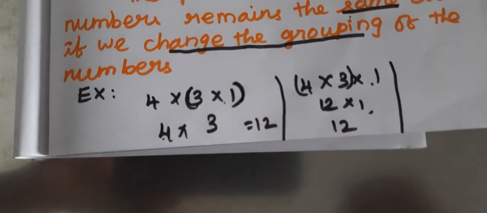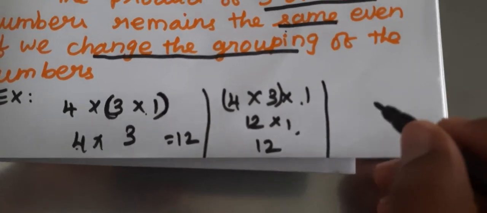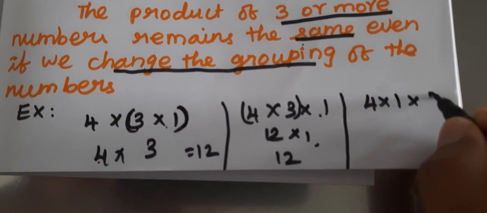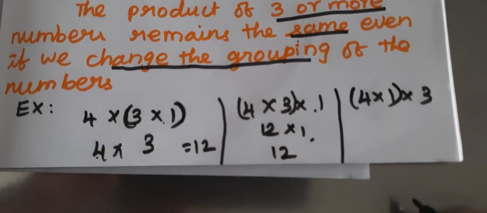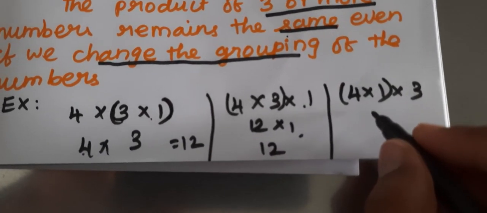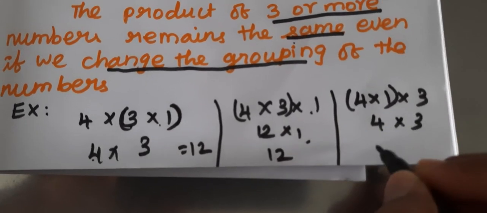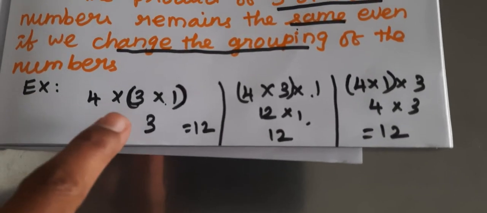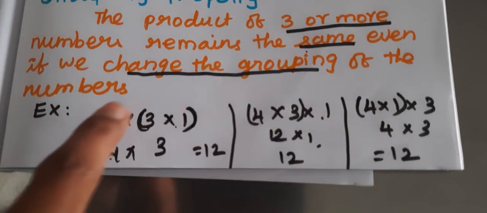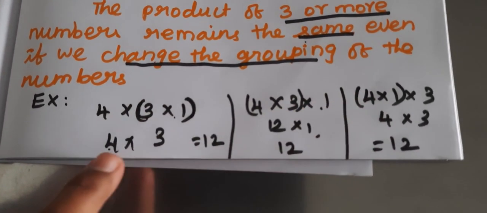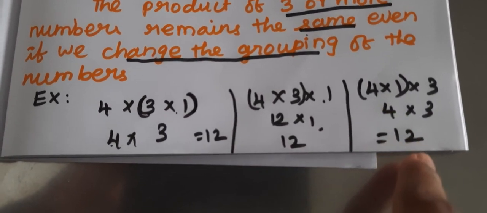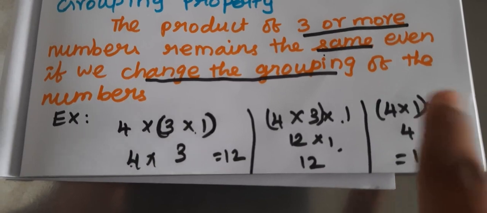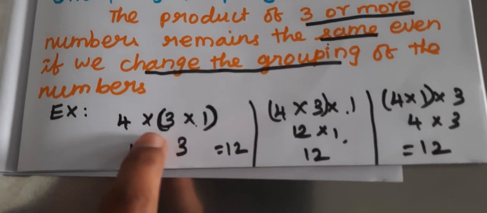So next I am going to another grouping. Here I grouped that 4 and 1. 4 into 1, it's 4 and 3. The product is 12. So see here, if I grouped in any way, see all the product it's the same only. So the product of 3 or more numbers remains the same even if we change the grouping.